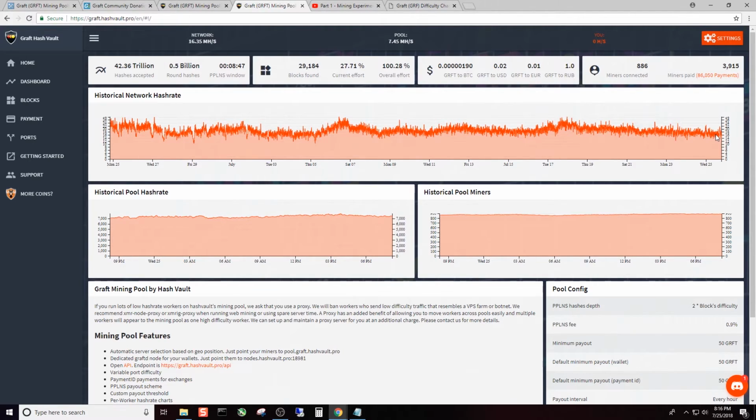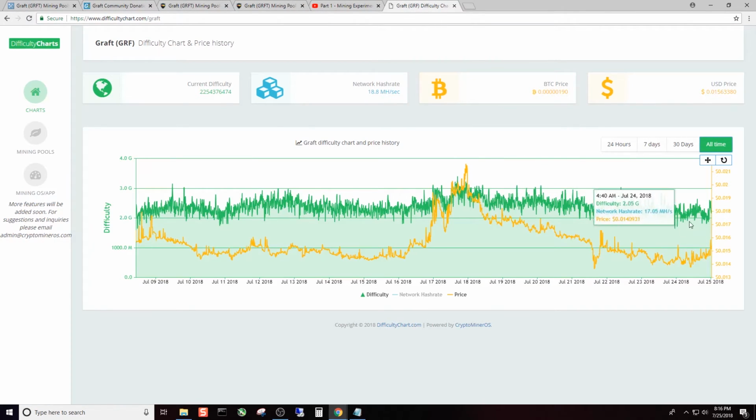The lowest hash rate I've seen is 17-something, okay? So it has been fairly static. 16.3, 16.35, that's the lowest I've seen it in 2 weeks. So I definitely need to be mining Graft right now because the difficulty is probably lower, all right? But from a hash power standpoint, it's been roughly the same. From a difficulty standpoint, it's been fairly static.